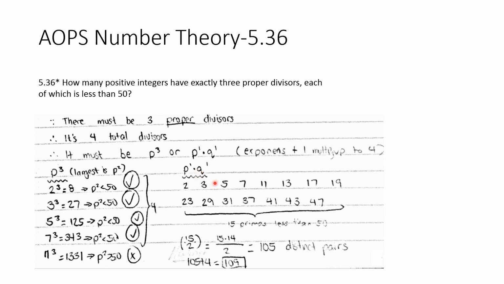Now p to the power of 1 times q to the power of 1, so it could just be any primes less than 50. These are all the primes less than 50. There are 15. So the number of distinct pairs is 15 times 14 divided by 2, which is 105 distinct pairs. So 4 over here plus 105 over here is 109 in total.